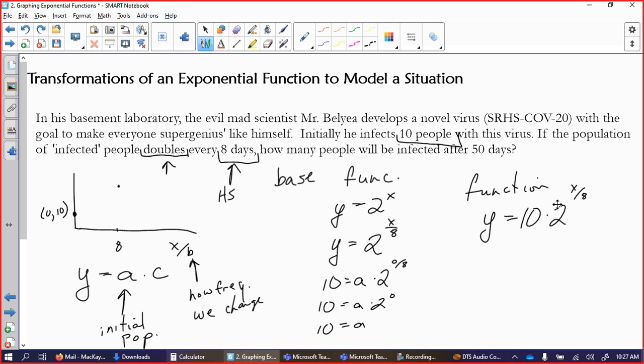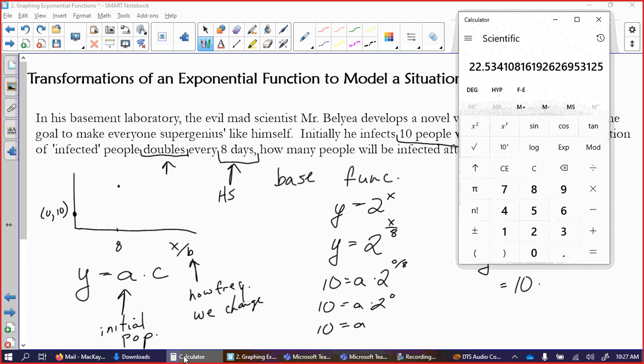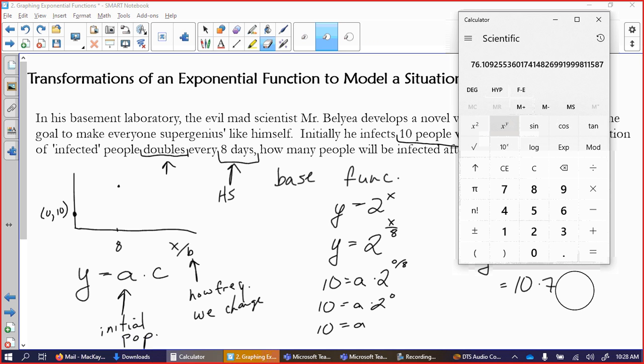We talk about it a little bit in financial and workplace about what the curve looks like for compound interest. How many people would be infected after 10 days or 50 days? Well, days is x. Pull out my handy dandy calculator. 10 times 2 to the power of, this is where brackets help because 50 divided by 8 isn't a nice even number, it's 6 and a quarter. 76.1. So after 50 days, we would have 767.